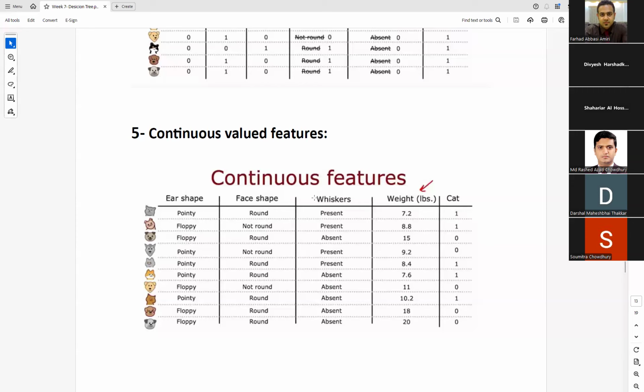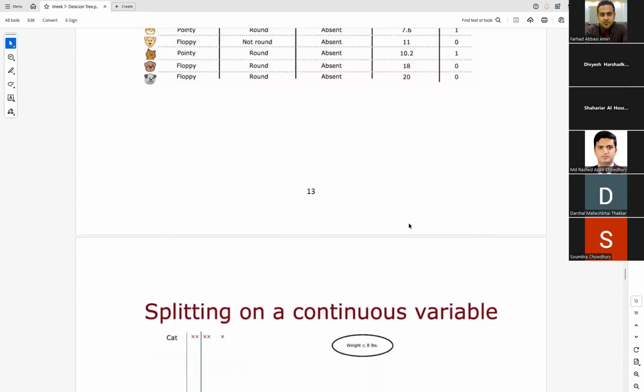For example, when we wanted to split the data on whiskers, we had 2 branches, present or absent. If we wanted to split the data on face shape, we had 2 branches, round, not round. For this one, 2 branches, pointy, floppy. But how about for the weight? How do you want to split the data on weight? There are continuous numbers, so how do you create your sub-branches? For this, you need to define a threshold.